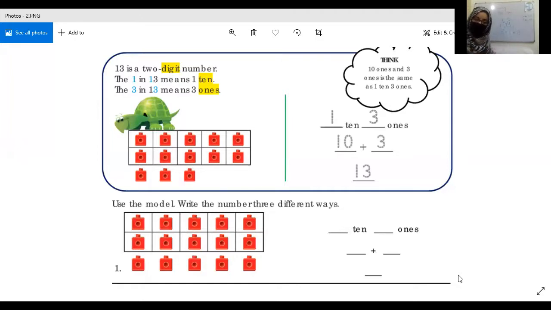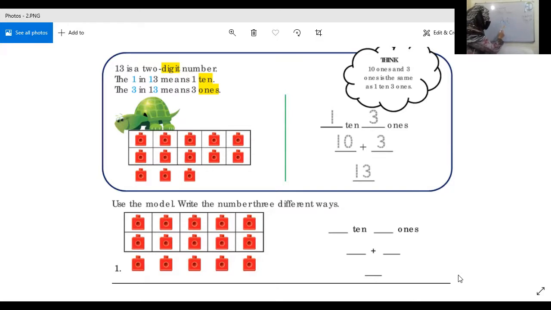Now, look at the second one. It says to use the model and write the numbers in a different way, okay? Now, look at the boxes which are there. How many of them are there? 10. And how many of them are alone in there? 5. So, how many tens? 1 ten and 5 ones. Now, instead of 13 over here, you will be writing 15, right? So, how many tens? 1 ten only. And how many ones? 5 ones, right?